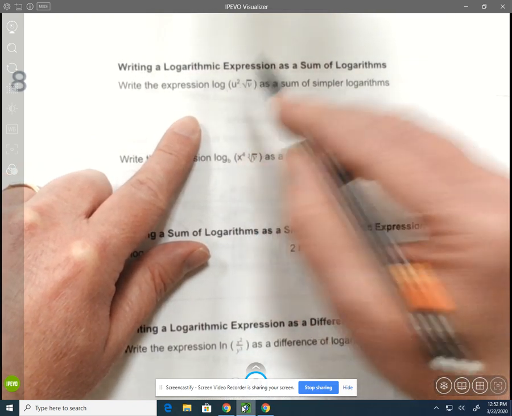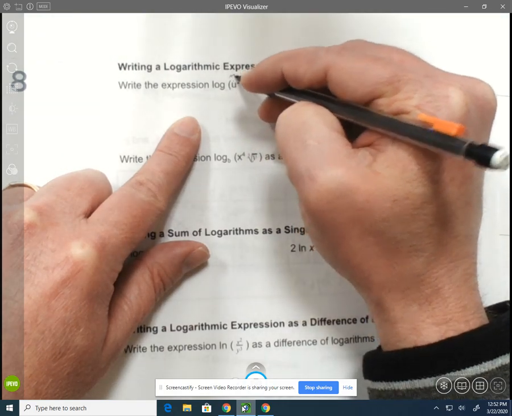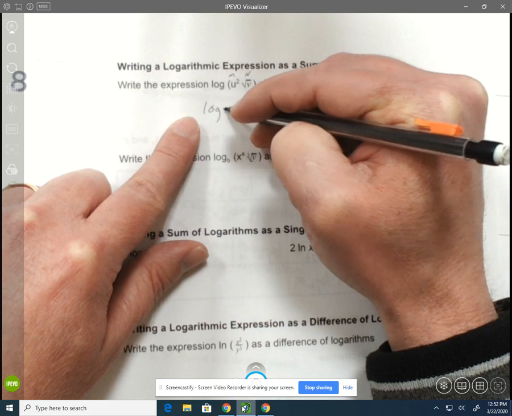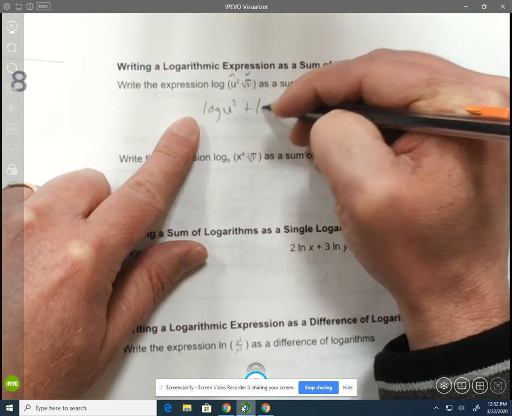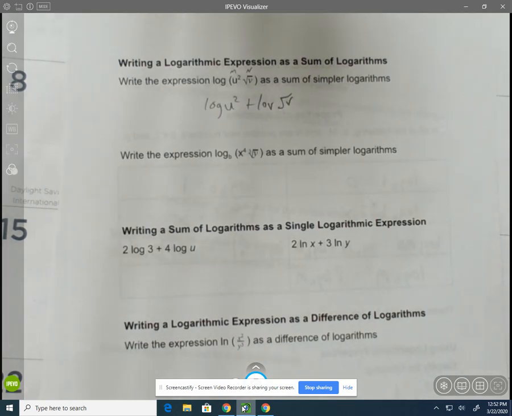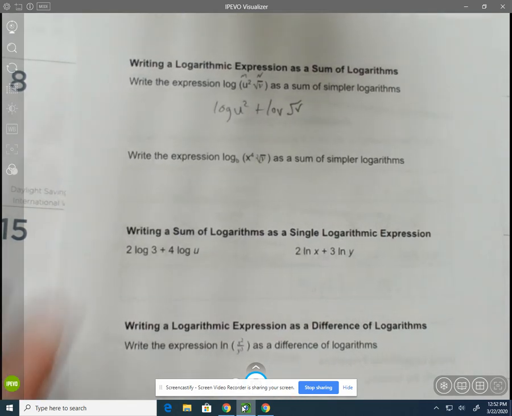So I've got a product, so this would be like my m and this would be like my n. I can write that as the log of u squared plus the log of the square root of v. Okay, and that's a good start.